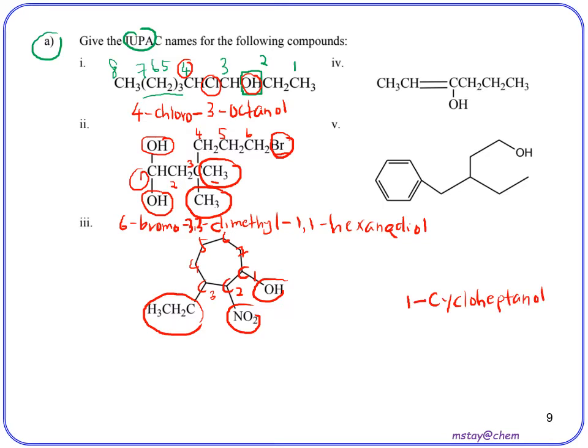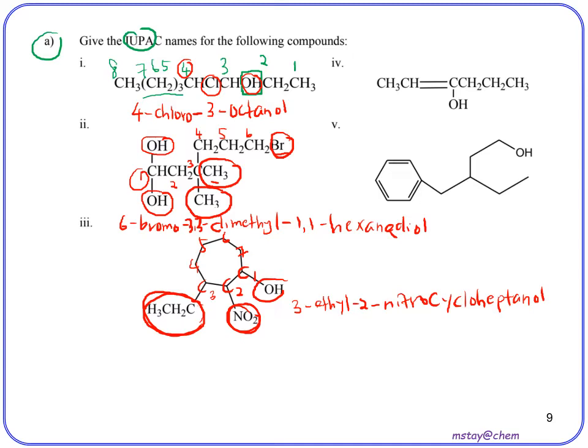The hydroxyl group is considered as the first carbon, and now we have two substituents: one is nitro and one is ethyl. But when we do the naming, we have to follow alphabetical order, so ethyl comes first. So it's 3-ethyl-2-nitro-1-cycloheptanol. If you don't want to put the 1, also no problem, then it will become 3-ethyl-2-nitrocycloheptanol.